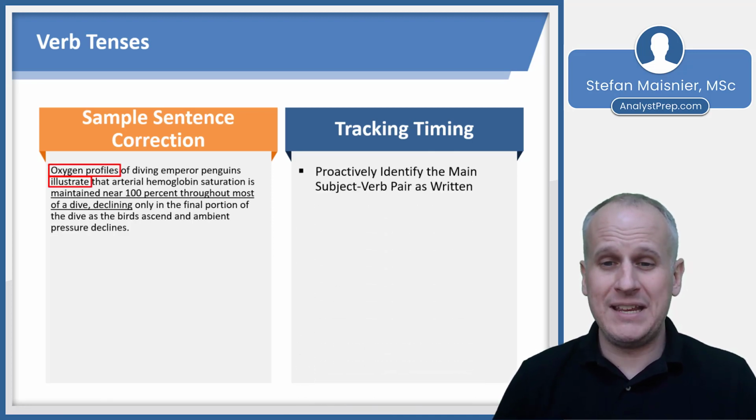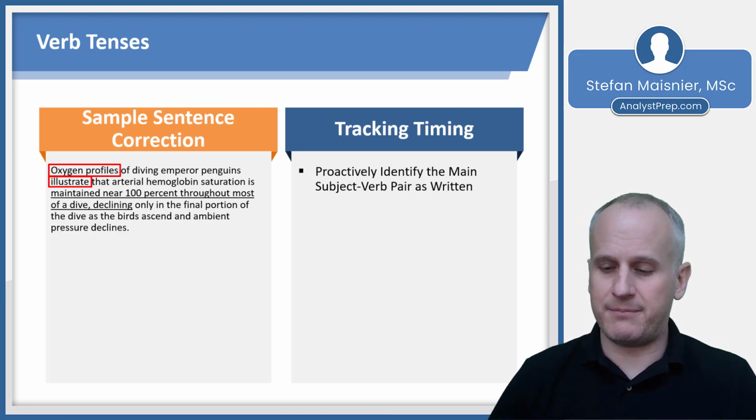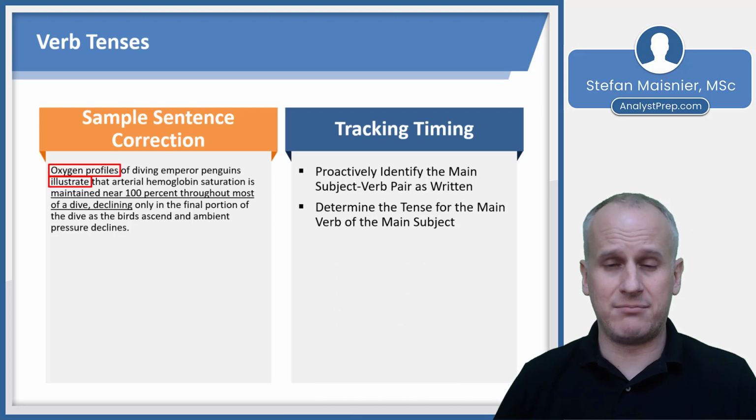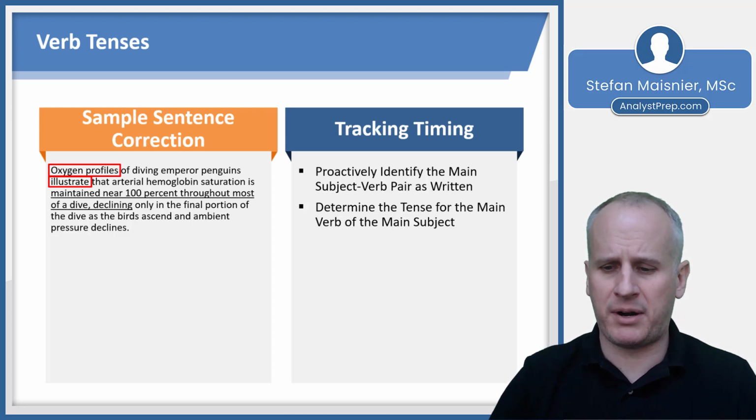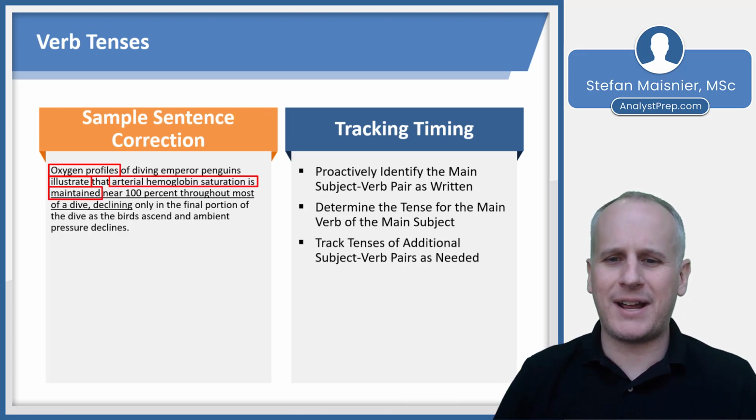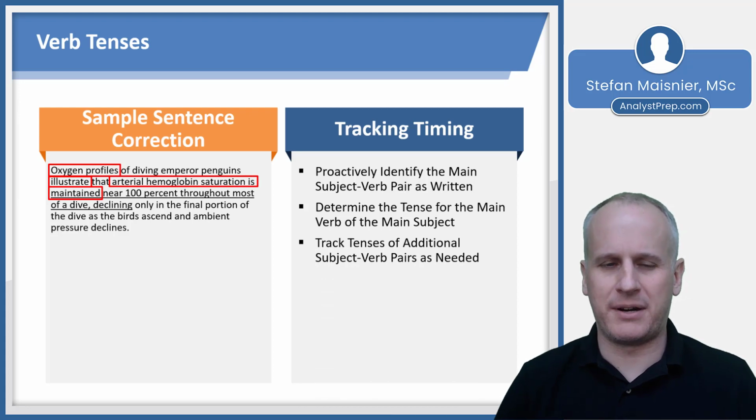So we need to identify the main subject-verb pair in the original sentence as written, and we see oxygen profiles illustrate. And we consider what tense that is. And it's just our simple present tense. Oxygen profiles illustrate. And that's all fine. And we know that it would have to be fine because it's not underlined. That makes sense. They can illustrate abstractly right now. That's no problem there.